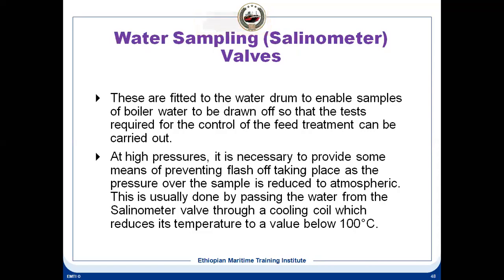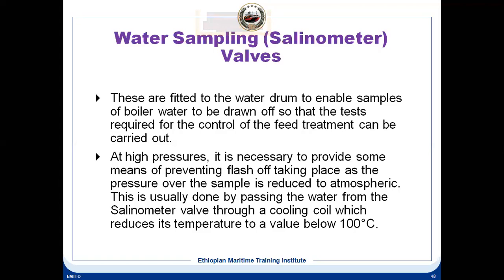So basically the water sampling valves are fitted to the water drum to enable samples of boiler water to be drawn off so that tests required for the control of feed treatment can be carried out. So you basically need to know how much treatment you need to carry out. And to know that, you need to test a sample of the water, for which obviously you need the sampling valves. Some ships are also fitted with a salinometer on the sampling valve itself.